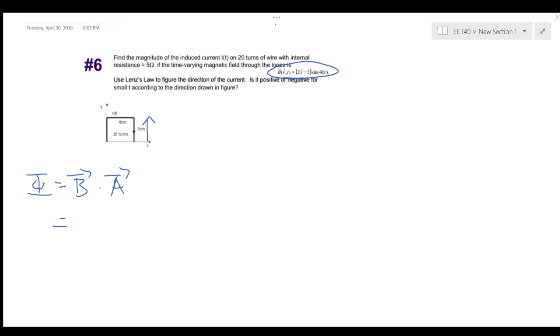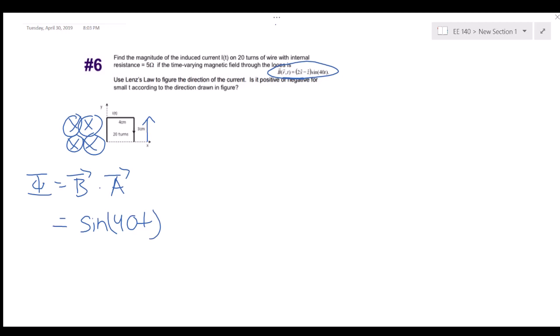So, however, negative z hat, that is going into the board, and that's exactly perpendicular to area. So we ignore 2x hat, and we only consider negative z hat as the direction of our B field. So, we don't take that into account writing magnetic flux, we're just going to be writing sine 40t.